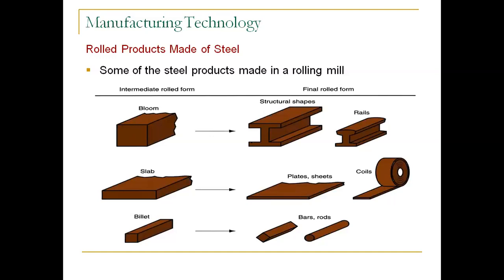Basically, all these shapes contain metal in red hot form, but there are some differences between the bloom, slab, and billet as per the dimensions. So bloom is converted into structural shapes, and slab is changed into plates, sheets, or coils. And next, the billet is changed into bars or rods or tubes. So these are the changes when we apply the rolling process.